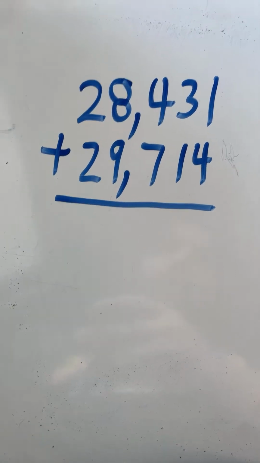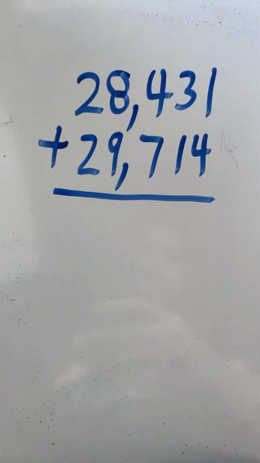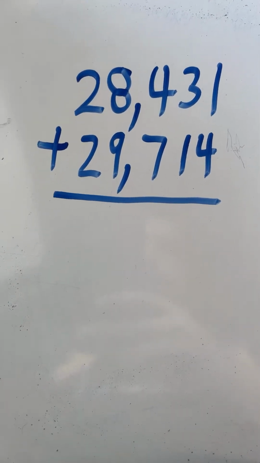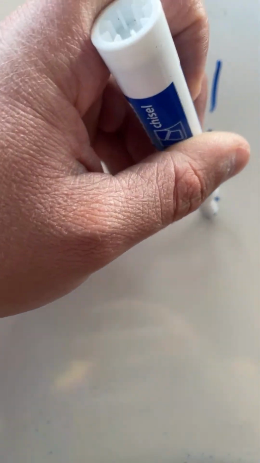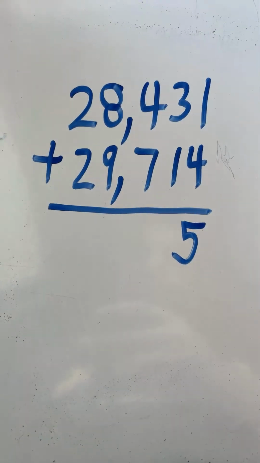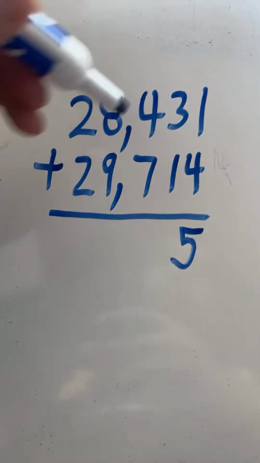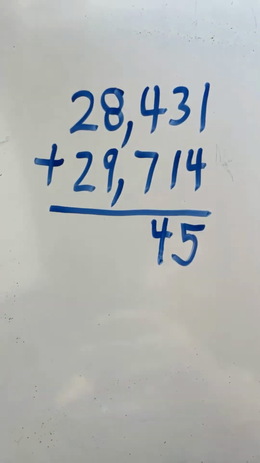All right, next example, 28,431 plus 29,714. So we're going to start in the ones place. 1 plus 4 equals 5. Again, we do not need to regroup because our sum is less than 10. We only regroup if our sum is 10 or more. 3 plus 1 equals 4. Again, no regrouping needed so far.